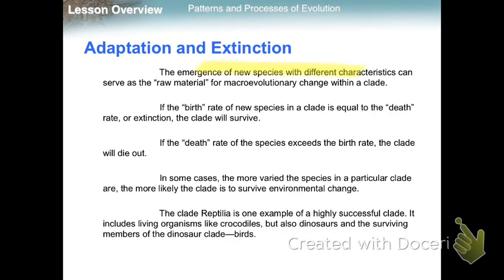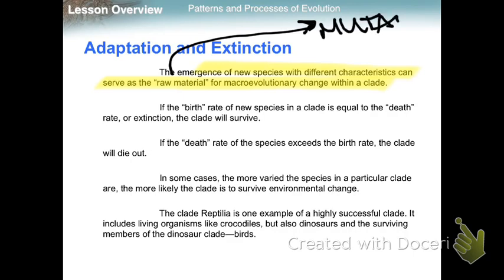Emergence of new species with different characteristics can serve as the raw material for evolutionary change. We talk about mutation being the raw material. This should sound familiar to you from your social studies classes. If the birth rate of a new species in a clade is equal to the death rate, the clade will survive. If the death rate exceeds the birth rate, the clade will die out.